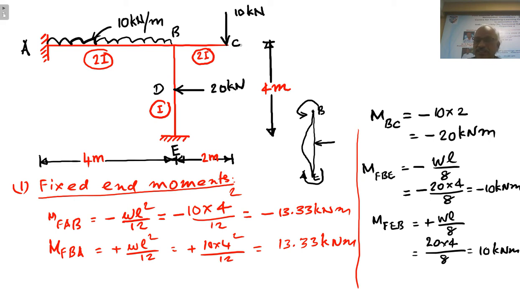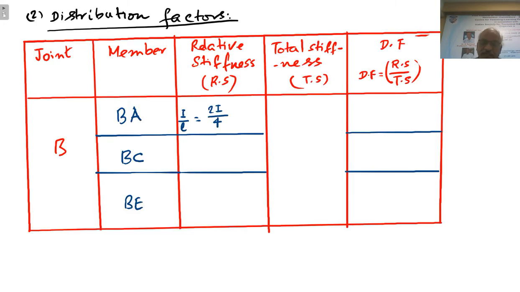When the far end is fixed, it is I by L. When the far end is hinged, it is 3/4 of I by L. When the far end is free, it is 0. That's the thing that is to be remembered. So these values we have to remember. Now the relative stiffness is 0 for the member BC.